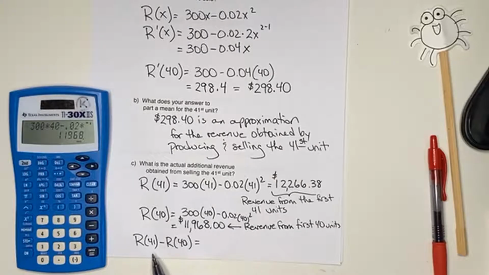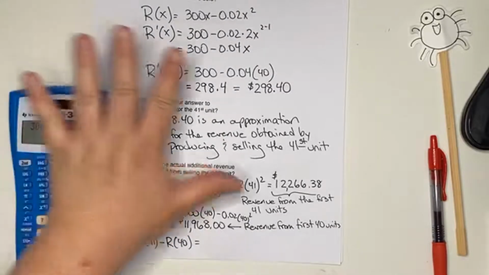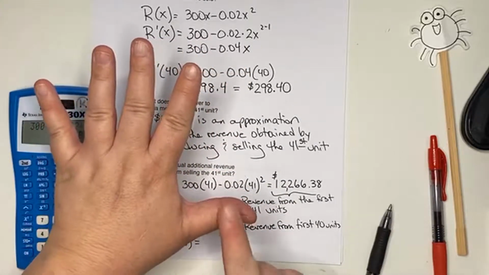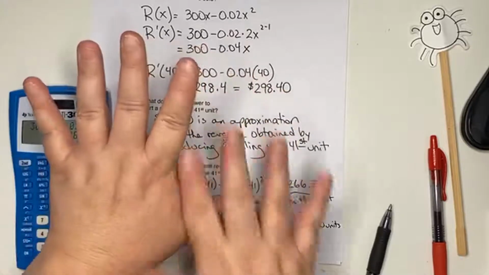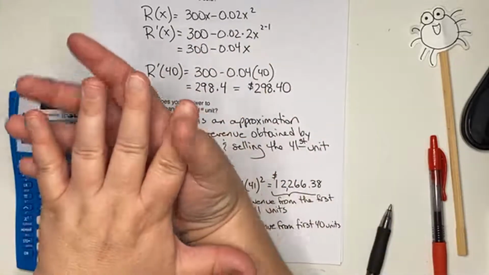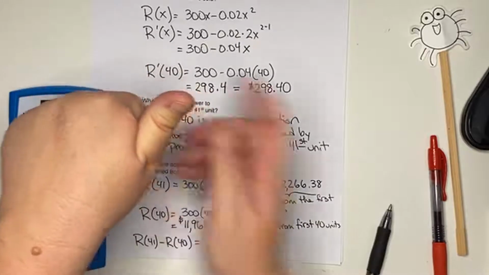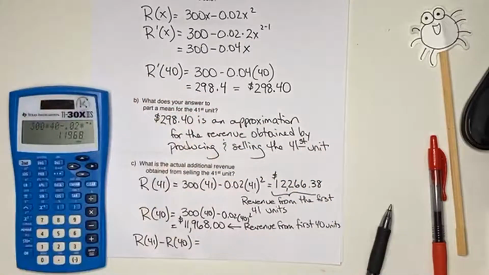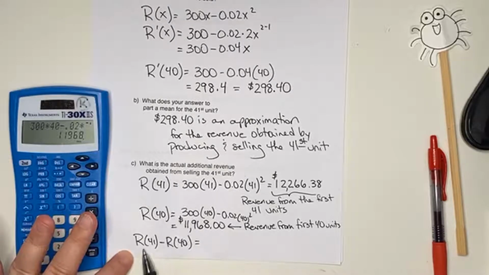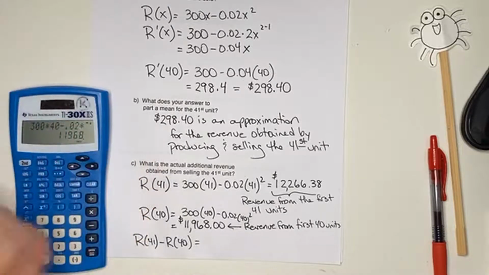Does that make sense? If I've got 5 things, and I know the sum of the 5 things, but I want to know just the 5th thing, what I do is I figure out the sum of the first 5, and then I figure out how much the first 4 are, and I subtract them, and that leaves me with the 5th one. 41 of them minus 40 of them is just that last 41st one.